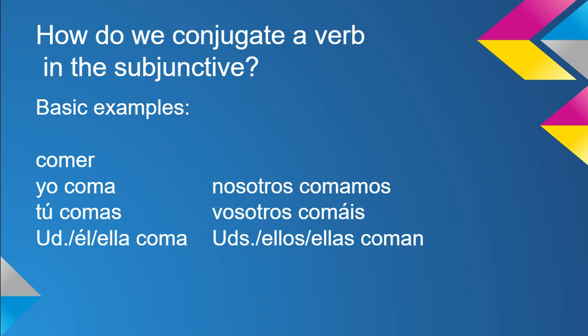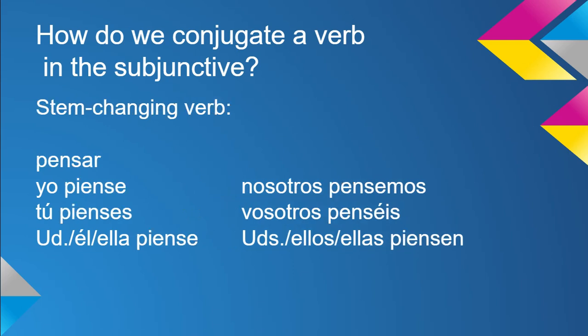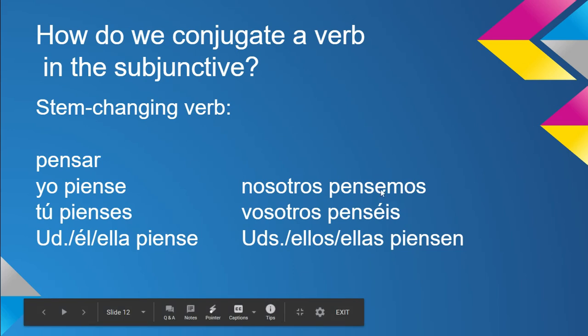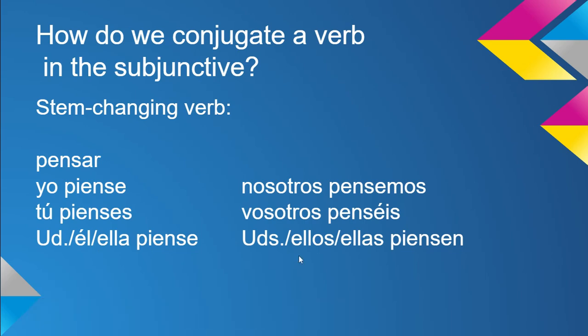Let's just look quickly at a stem changing verb. So you are going to use the opposite ending. Okay, so you see that. It's an AR verb, but you've got the E endings, but look at the stem change. You're only stem changing in the shoe. All right, let's keep going.